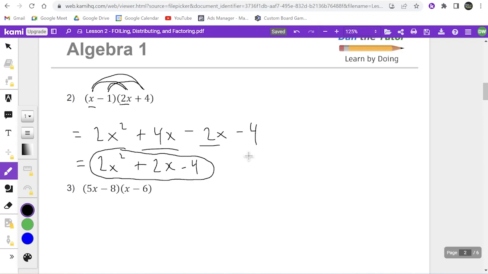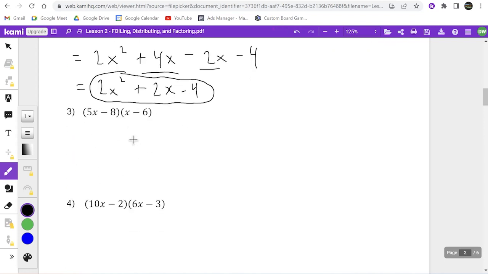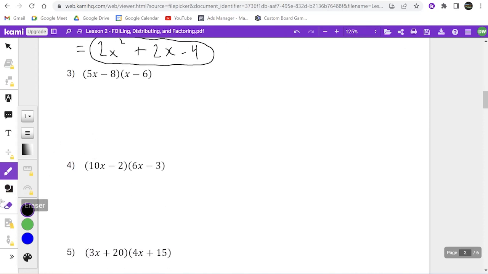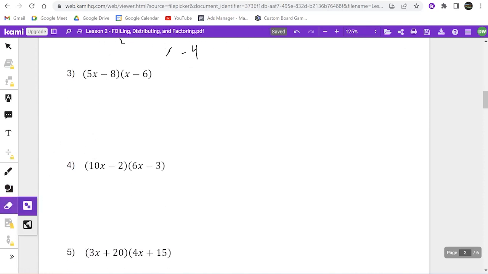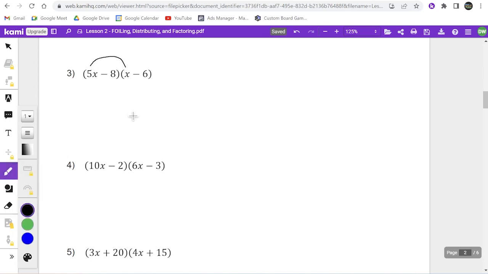Any questions so far? Okay, great. Now for the next one. We are going to be doing 5x minus 8 times x minus 6. I'm also going to erase a little bit just so I have a little more room here to write. That's better. So now we're going to do, again, first, outer, inner, last.